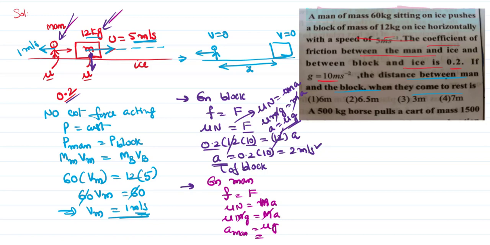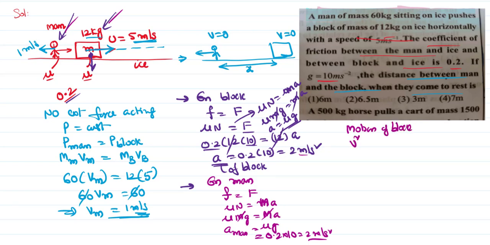So the acceleration of the man: how much is that? Mu value is 0.2, g value is 10. So that's also 2 meter per second square, but both are moving in opposite directions. So how much distance does the block move? I want to calculate the motion of the block.